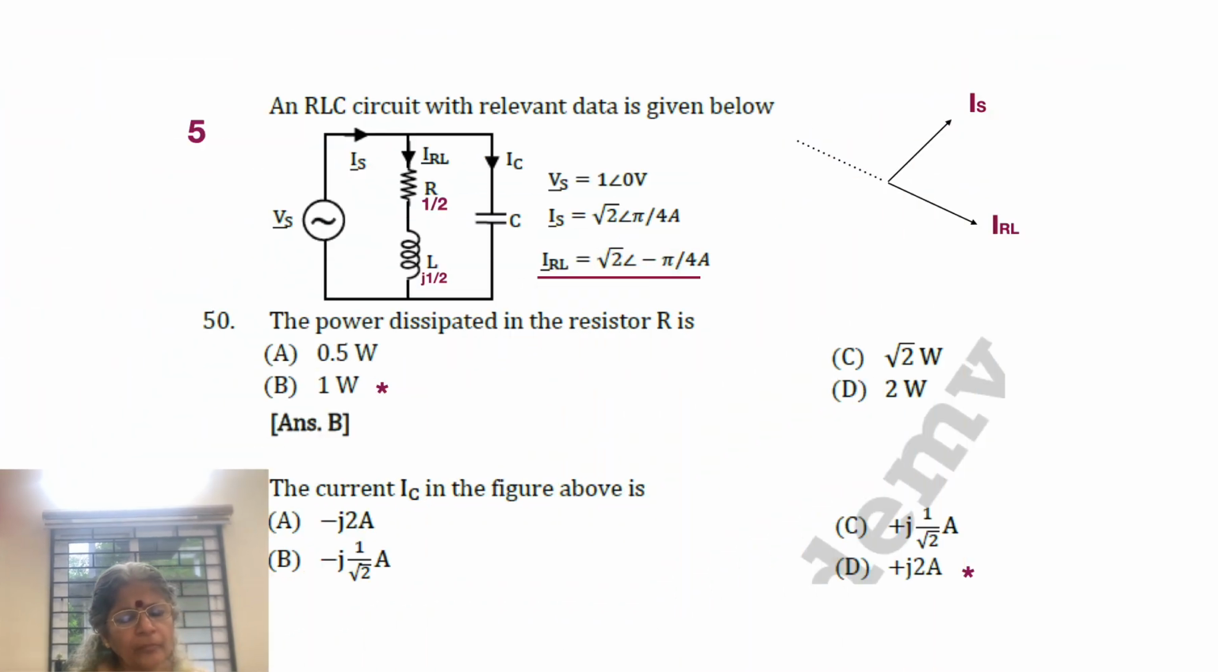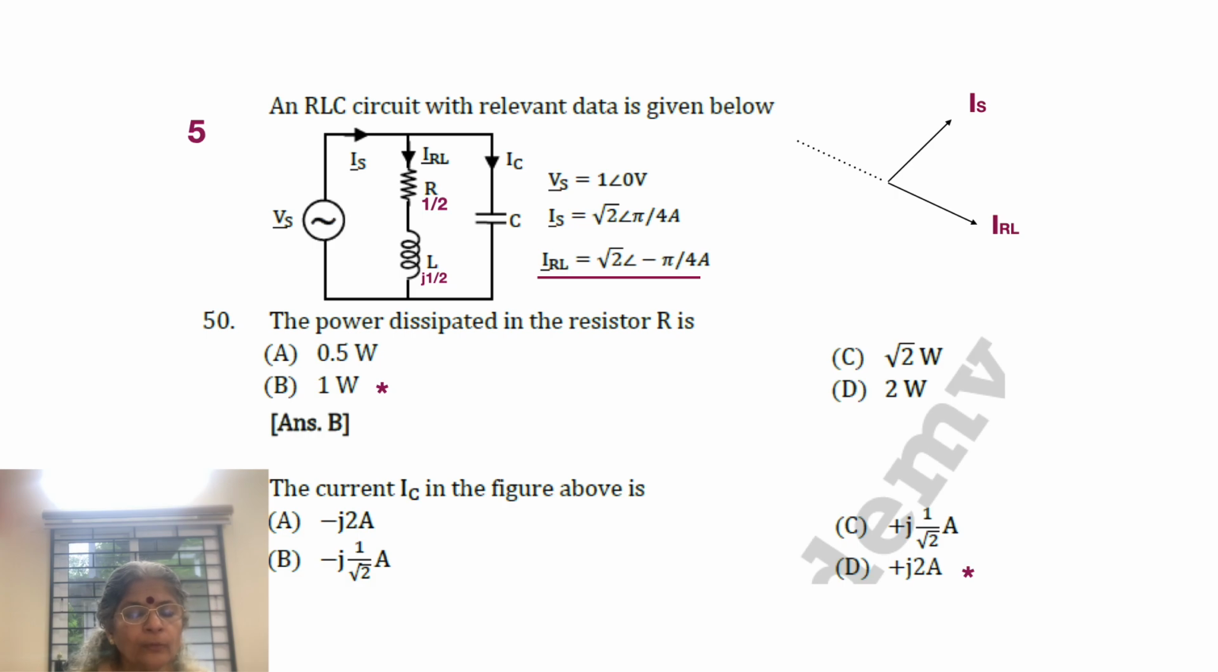So moving on to the fifth problem. What do we have here? We have a voltage source, an AC voltage source, as of course we are doing AC here, and then IS emerges out of it. One portion goes through the RL combination, the other flows as IC. So IRL, IC. IS is equal to vectorially IRL plus IC.